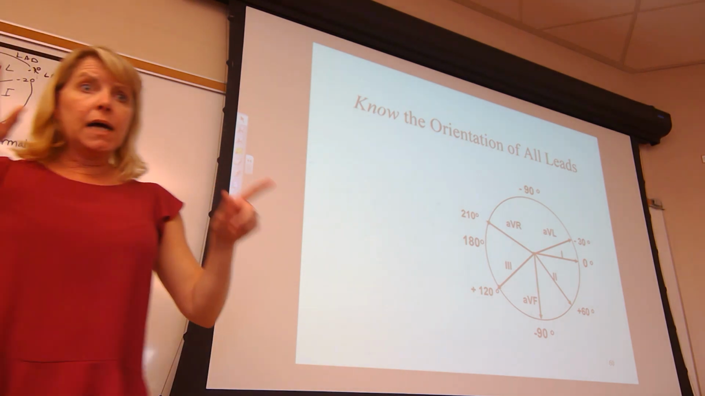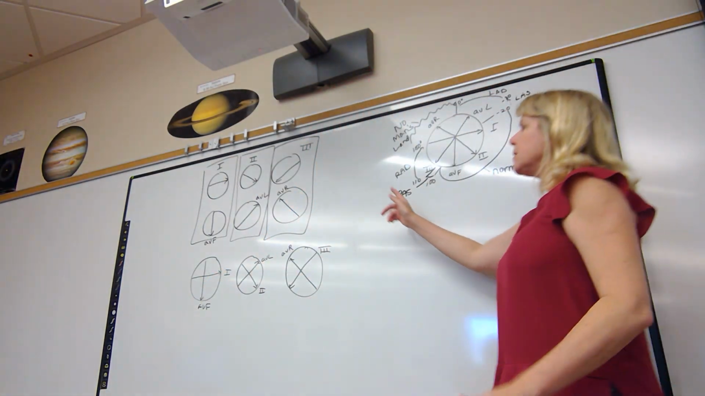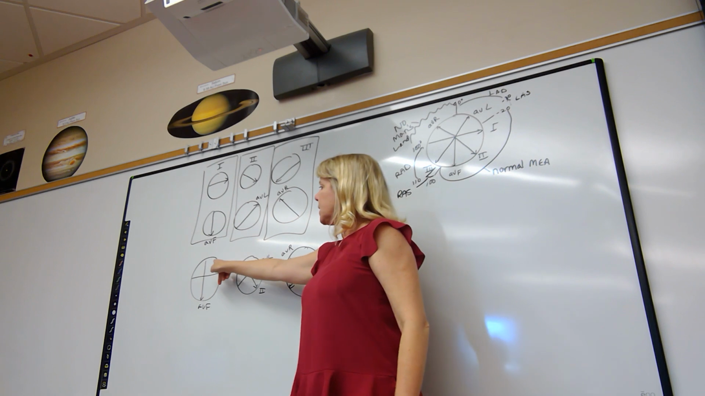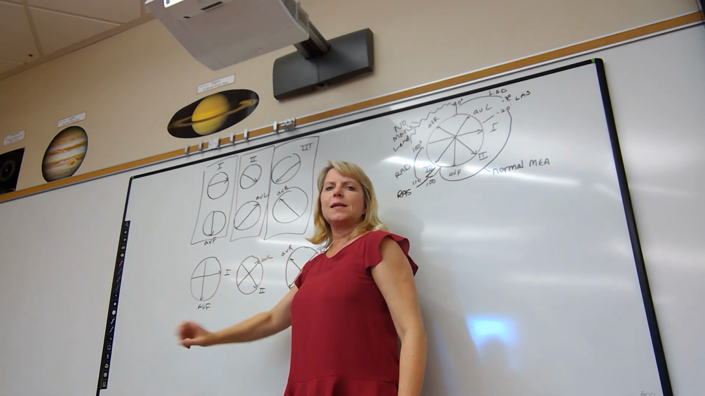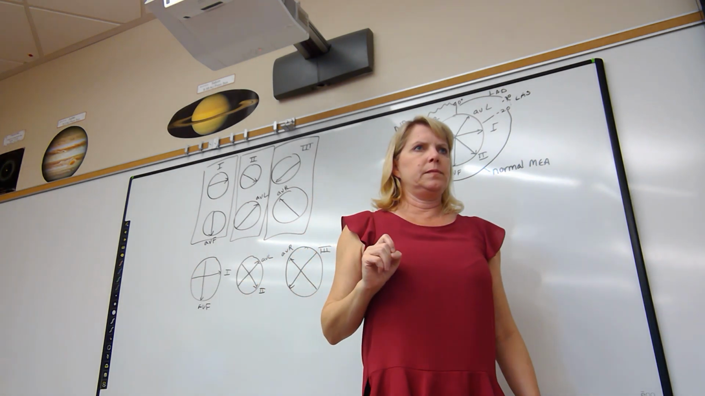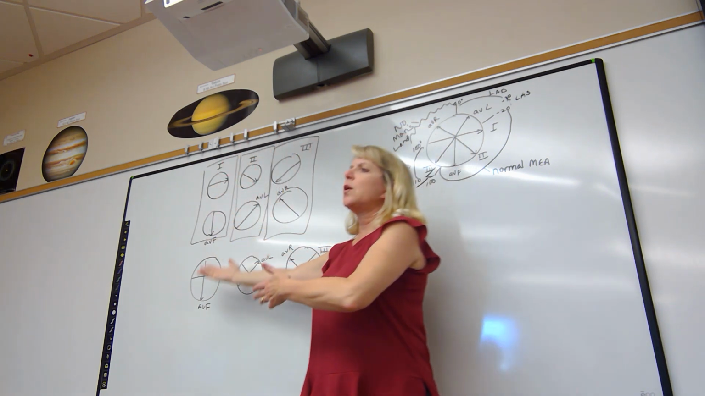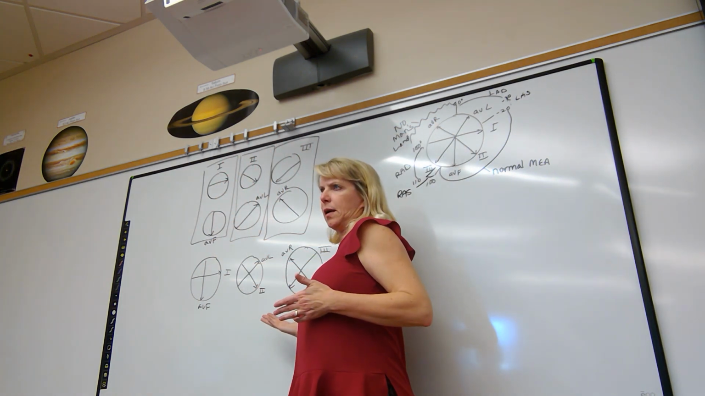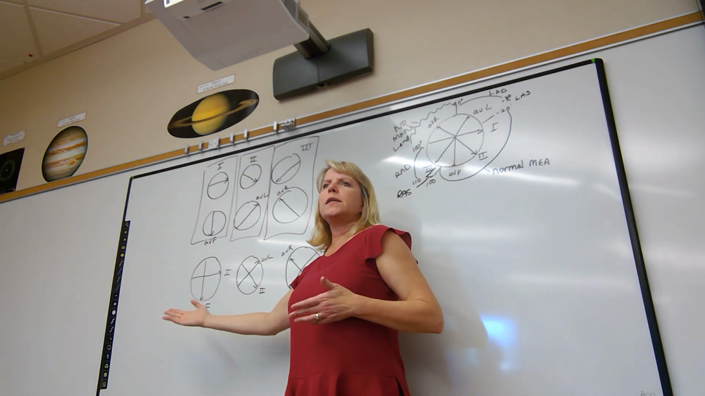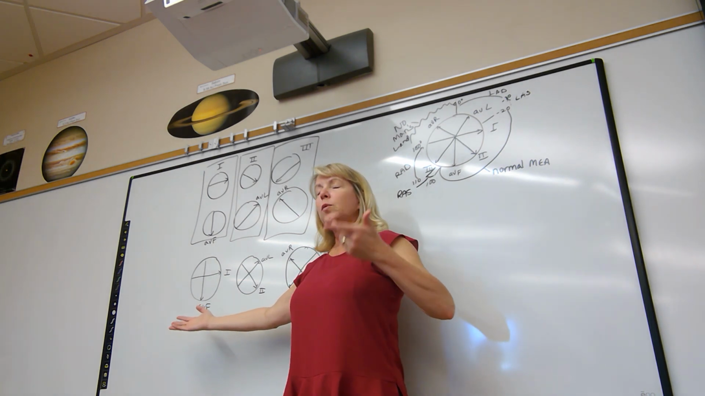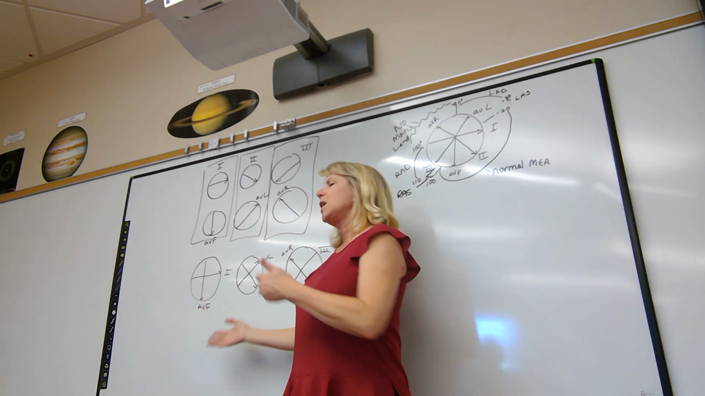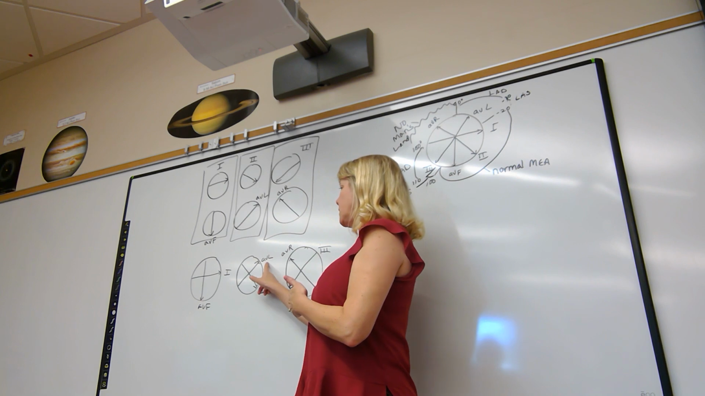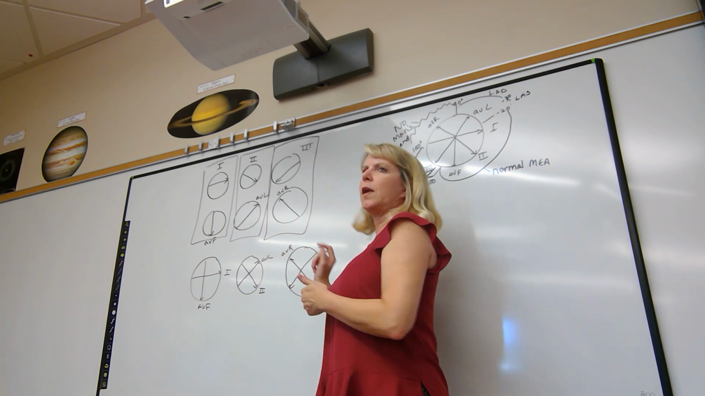For the cheat method, you can use any 2 leads, any 2. But using 2 leads that cut a circle into equal quadrants is more powerful. So these are the combinations I will test you on. Lead 1 and AVF, lead 2 and AVL, lead 3 and AVR.